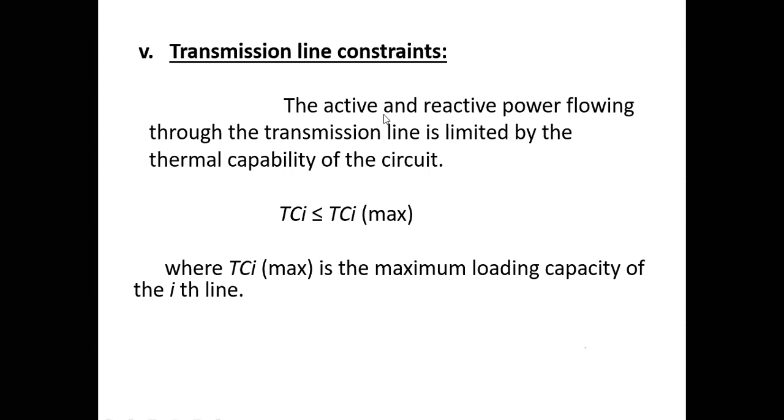Once you load the transmission line beyond the TCi max, there will automatically be an increase in the temperature of your transmission line, so that it leads to uneconomical or unhealthy operation. So these are the different constraints which are present in our practical power system. So with this, we have completed.